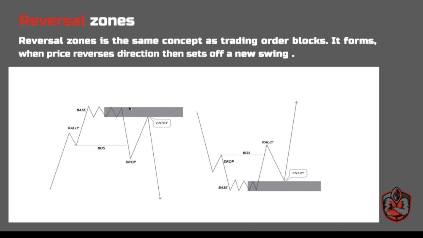And now this is why I say it's the same concept as trading order blocks. Because look, trading order blocks, you have that last buy to then sell, which breaks structure, right? Price pulls back to mitigate that order block to then continue. It's the same exact thing here. We have a drop, we have a base, we have a rally. Price breaks that structure, pulls back into that area of demand, and continues to move over to the upside.